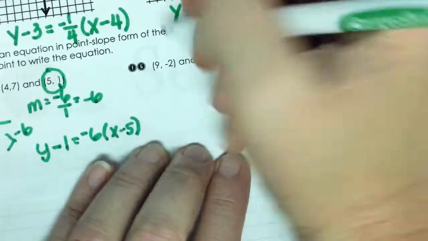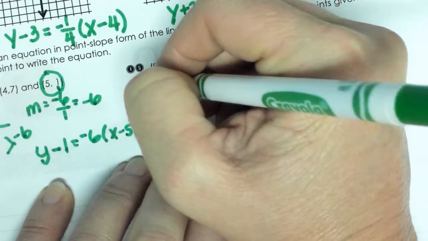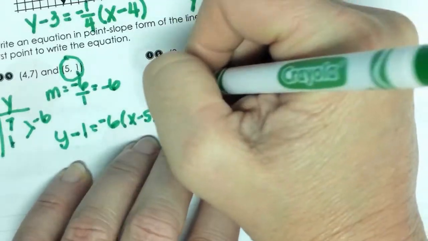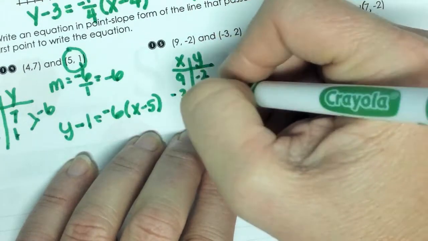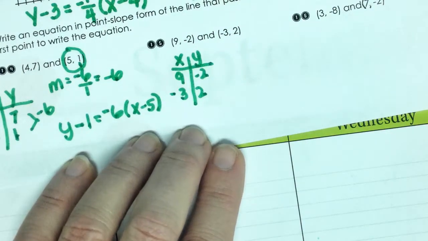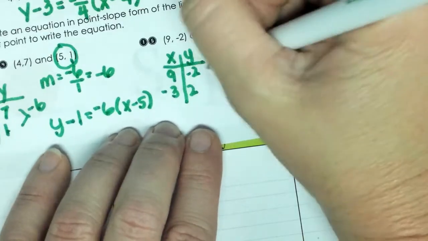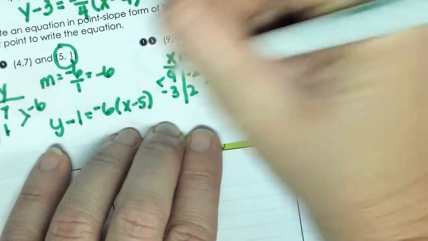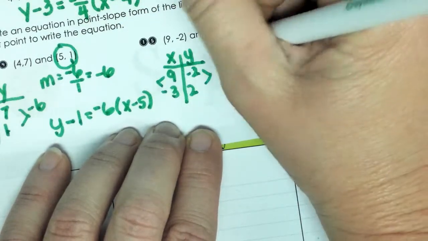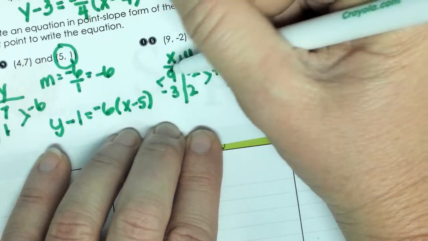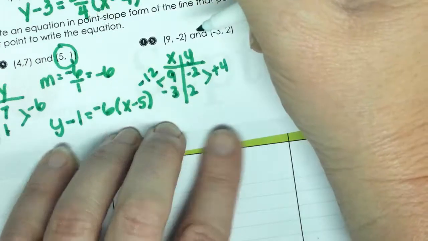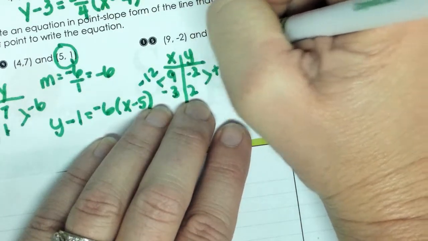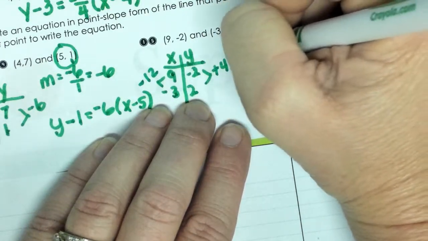Okay, number 15. Again, we're going to draw a table, since we're given these 2 points. 9, negative 2, negative 3, 2. So again, you could use stat edit to find your slope, but we're just going to do the delta y over delta x. So from negative 2 to 2, I know I'm going up 4. And from 9 to negative 3, I know I'm going down 12. So therefore, my m would equal negative 4 over 12.